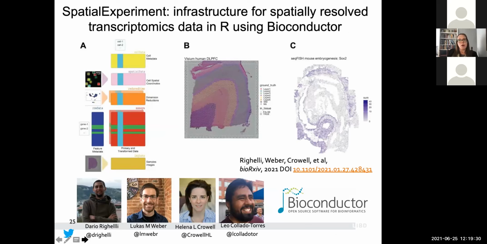So SpatialExperiment extends the existing SingleCellExperiment for single cell data from the Bioconductor framework, which basically brings with it advantages of modularity, interoperability, standardized operations, and comprehensive documentation. And the idea here was really to improve efficient analysis of spatial data to facilitate storage, retrieval, subsetting, and interfacing with downstream tools.